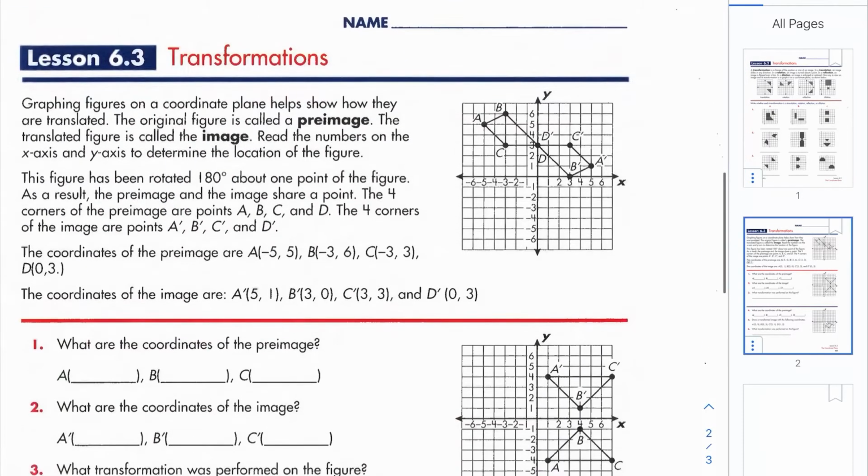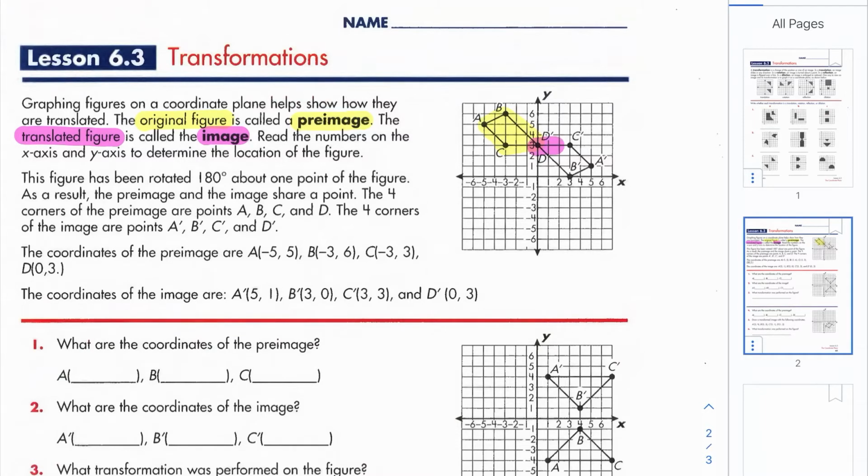This page has basically the same information. You're still identifying transformations here, but we're introducing some new terminology. The terminology here is pre-image and image. The pre-image is going to be the original figure. This one will be denoted by just regular capital letters. The image is going to be the translated figure or the new figure. This one will be denoted by capital letters and then a symbol called a prime, and it looks like an apostrophe. So in this graph, the one that I'm highlighting yellow is the pre-image.